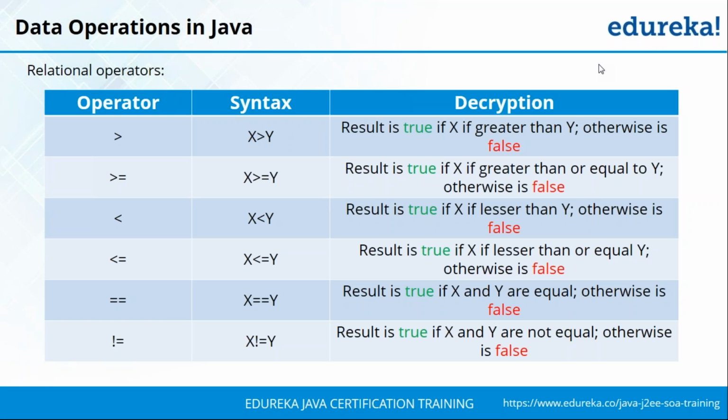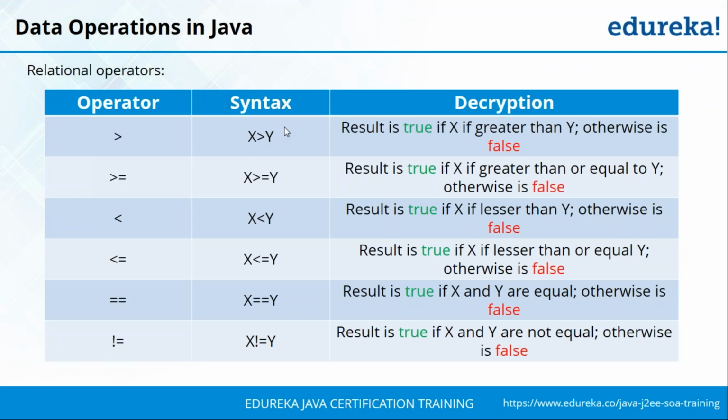Now comes your equal to operation. Here you get the output to be true only and only if both values are equal. And finally, if you want to check if both values are not equal to, you can use an exclamation mark followed by equal to. Now an exclamation mark is considered to be not in Java. So when you say not equal to, it checks both the values, and if they are different, then you get an output to be true. So are you clear with respect to the relational operators?